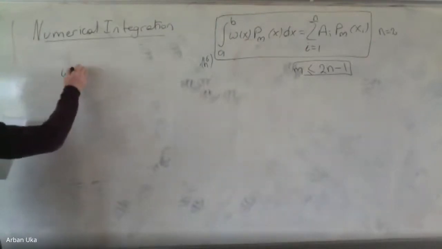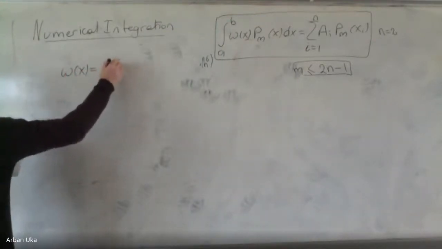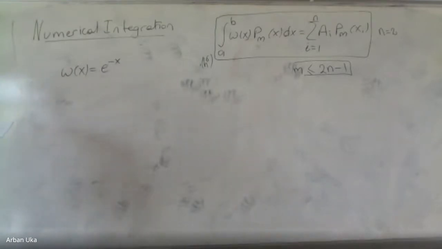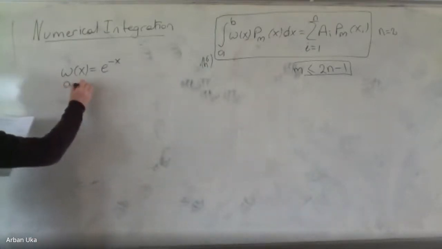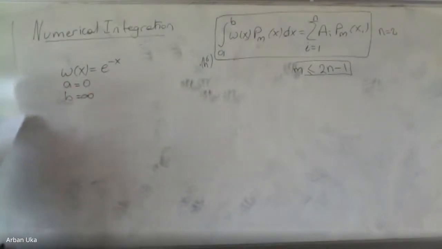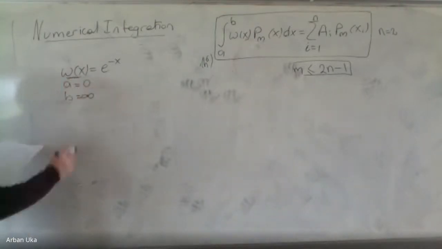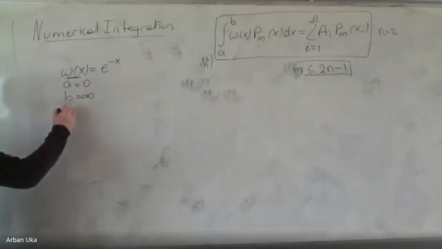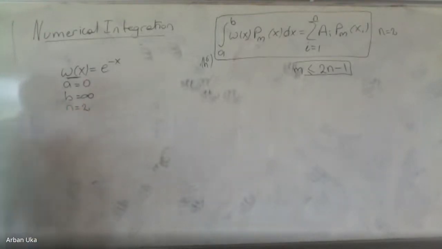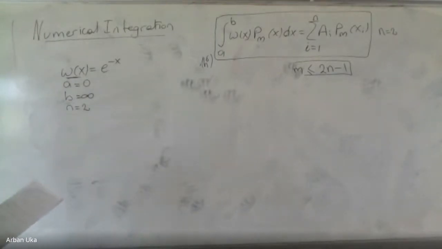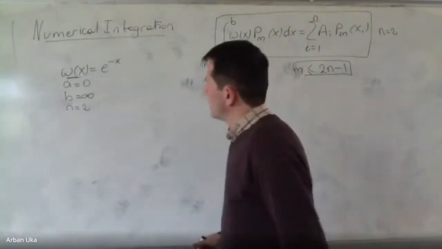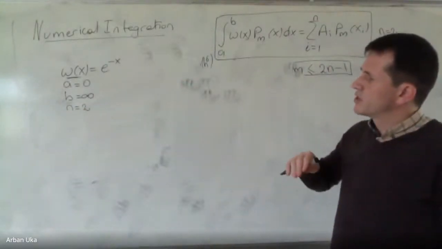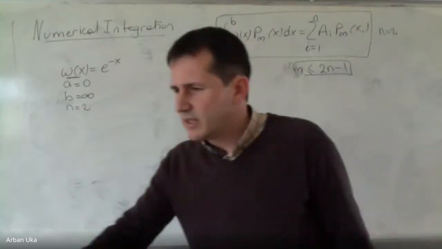Let's assume that we have a function which is e to the power minus x, okay? And we want to integrate from a, which is equal to 0, to b, which is equal to infinity. And we want to calculate the integral that involves this exact function, but we want to use only two terms, okay? We want to have n equal to 2. Now, if you want to use two terms in the summation, this means that every relationship that we are going to write down is strongly related to each other.